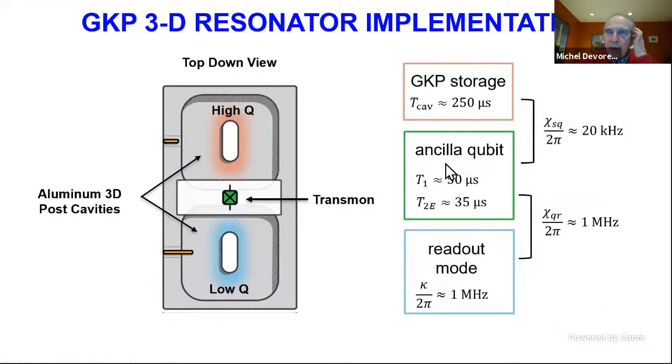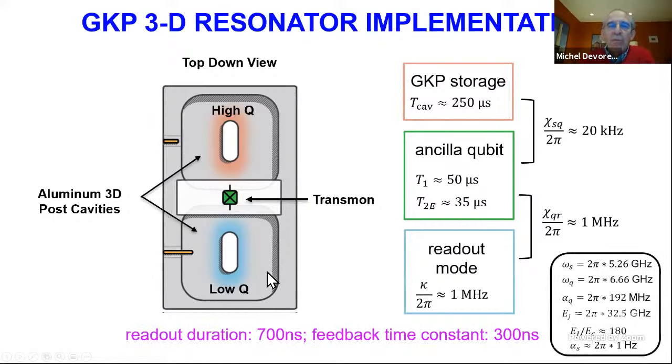There are a few numbers here that the specialists of circuit QED will recognize. The one photon in the high Q cavity lives for about 250 microseconds. The ancilla qubit these days is really completely average. It's not really the best qubit that we could make, but it fits the bill for what we have to do. There's a coupling between the storage cavity and the ancilla qubit, which is about 20 kilohertz. And then this is the characteristic of the low Q cavity, and we can read out the information in 1 microsecond out of this low Q cavity.